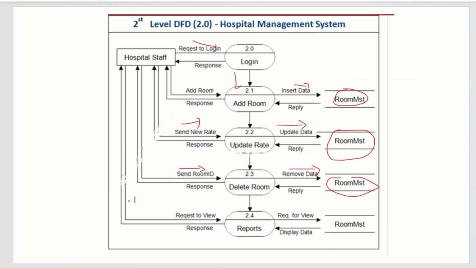And then they can request how many rooms are available, how many rooms are occupied, and how many rooms are allocated. All the things they can see.